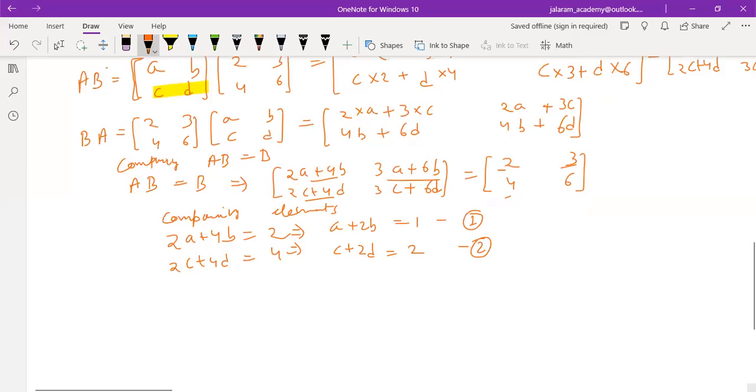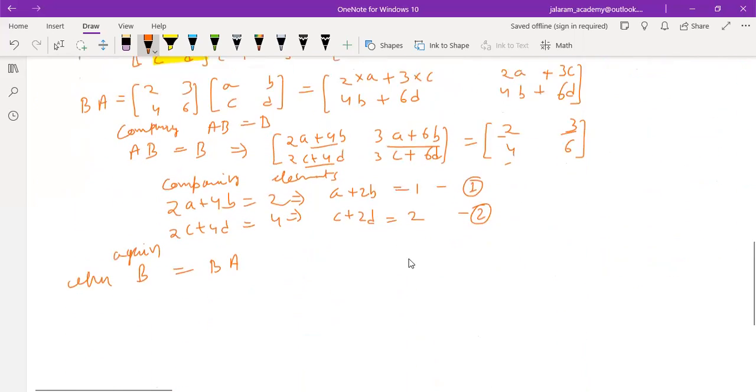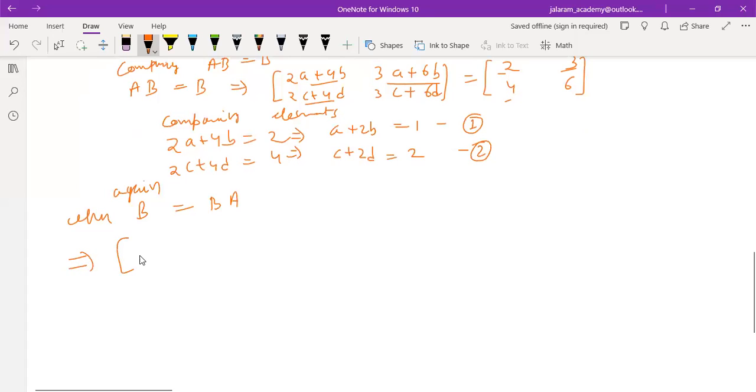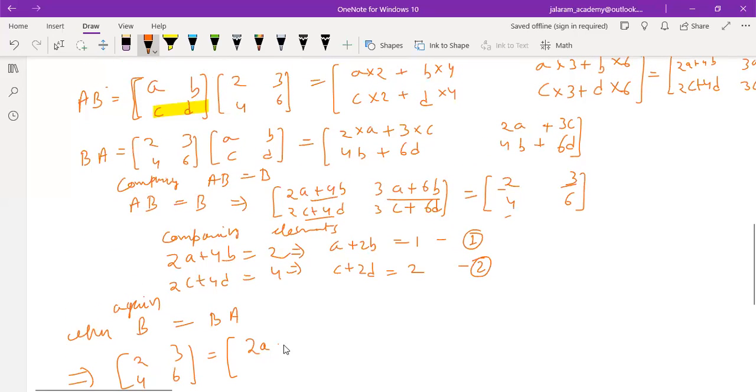Okay, so what should we do now? One more thing is also there to compare: AB equals B equals B. So B is 2, 3, 4, 6. And BA is 2A plus 3C, 3A plus 6B, 2C plus 4D, and finally 3C plus 6D.